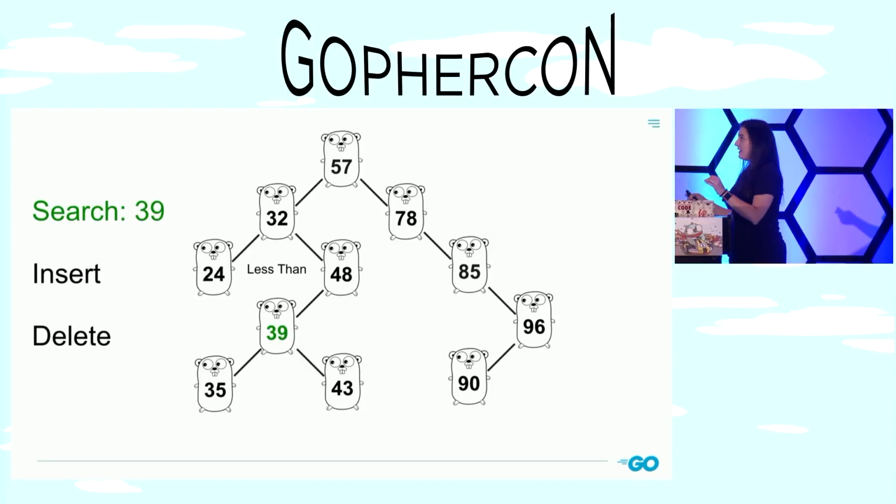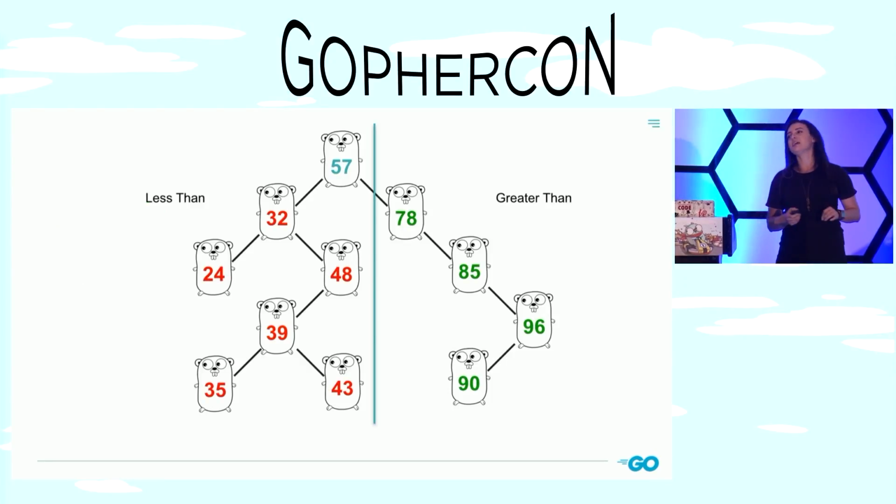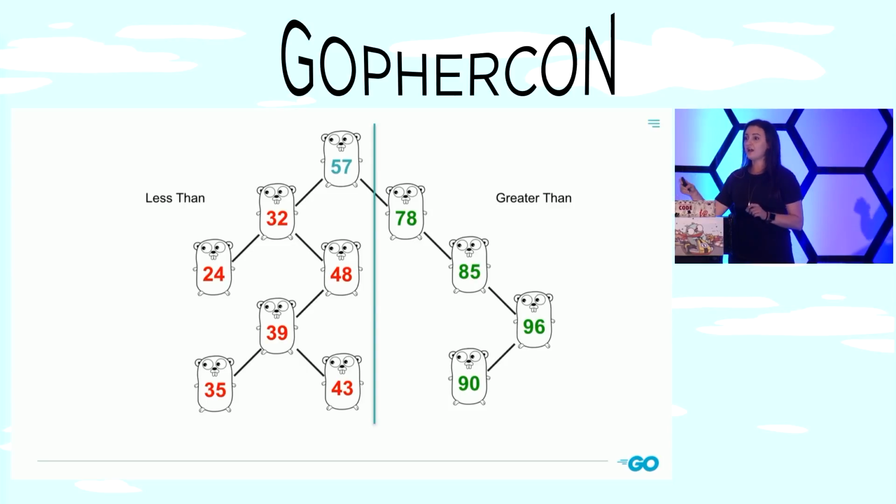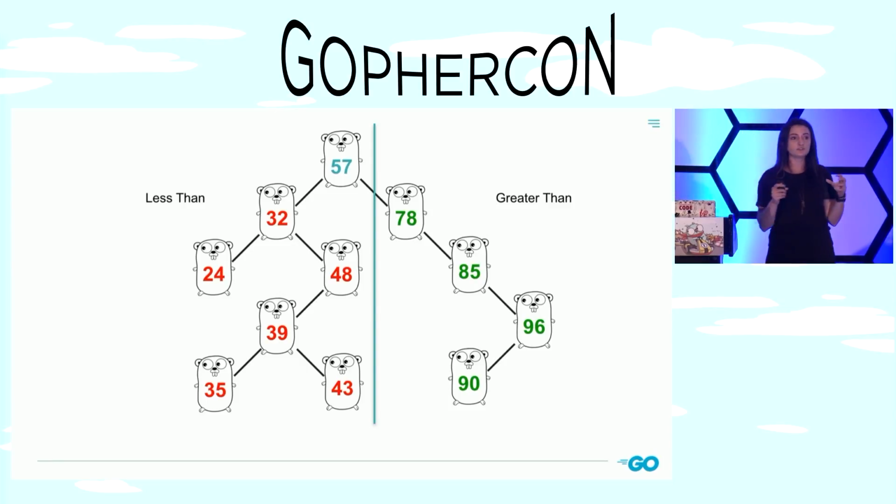A huge point to bring up is that everything on the right of the node that you are looking at is going to be greater than the value you are at. So you can see here all of the green values are bigger than the 57. On the left, all of the values are less than. This holds true for your very first root node as well as any other node that you are going to look at.